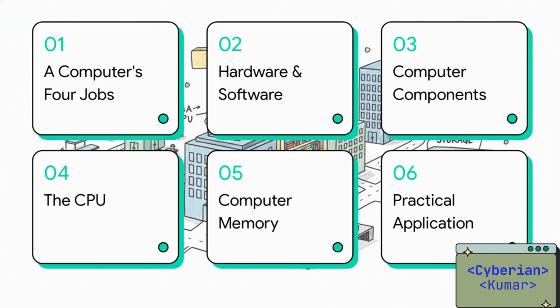All right, so here's our game plan. We'll start with the 4 basic jobs every computer has. Then we'll figure out the difference between hardware and software. After that, we'll actually step inside our digital office and meet the whole team. We're going to get a close-up look at the brain, that's the CPU, and we'll untangle how all the different types of memory work. And then, the best part, we'll see why all this techie stuff actually matters to you.